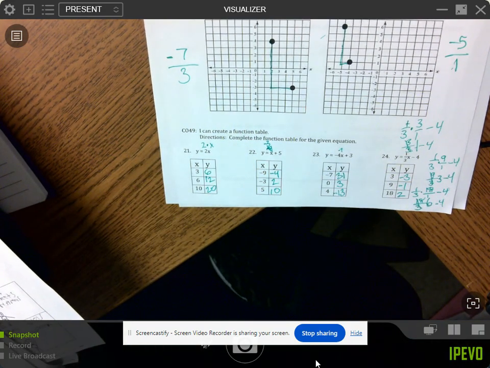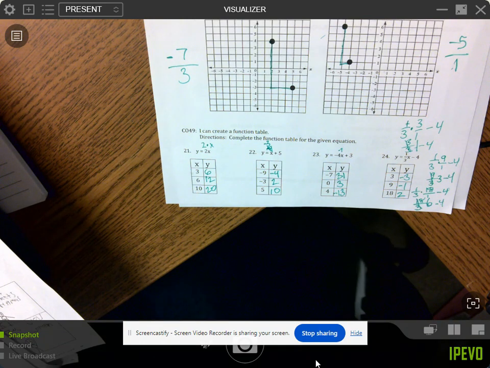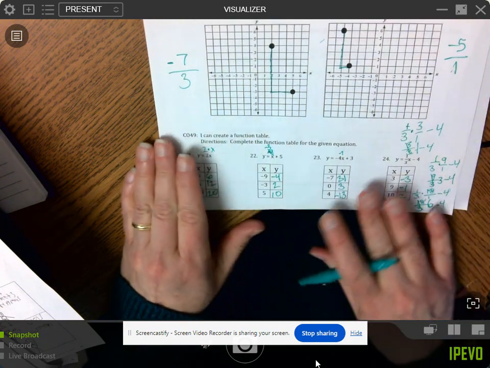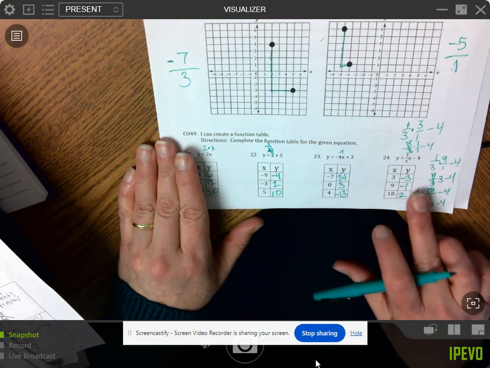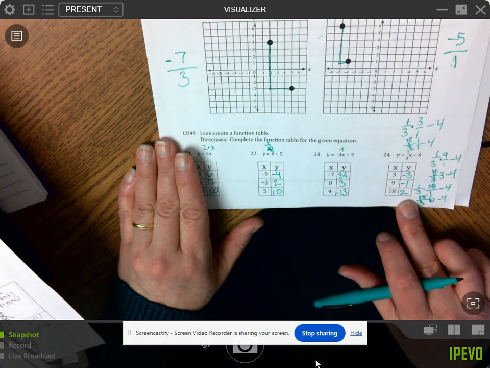Do you guys understand how we work with these fractions? There's a lot of us that got that wrong. All right, any questions on these ones? By far, the hardest one for people is working with that fraction. Do we understand how to work with the fraction now?